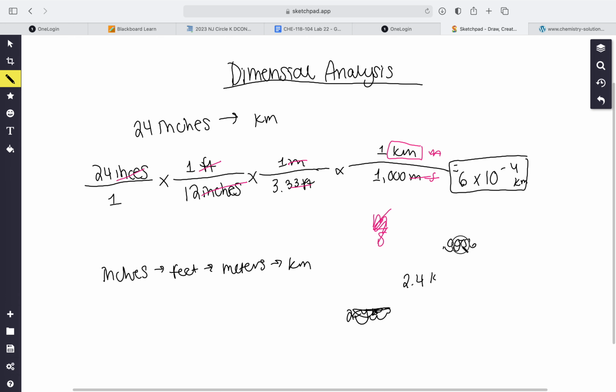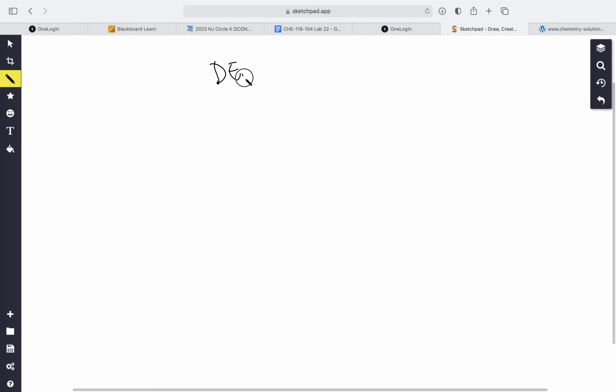0.0006. 1, 2, 3, 4. Perfect. Yay, we got the right answer. Cool. So that's dimensional analysis. I just wanted to go over that because it's going to be brought up a lot, especially when you have to change different numbers and go from grams to kilograms or kilograms to grams, right? Okay, so now what we're going to be talking about is density.